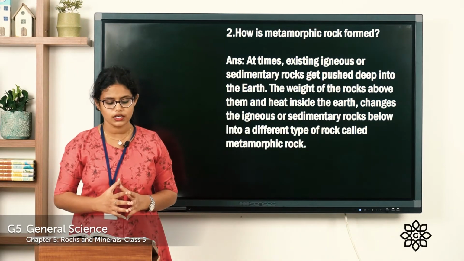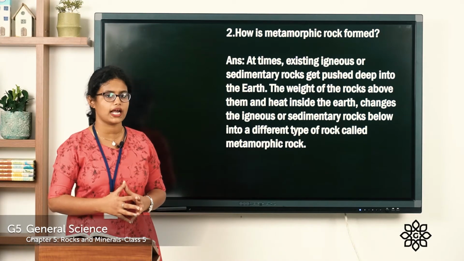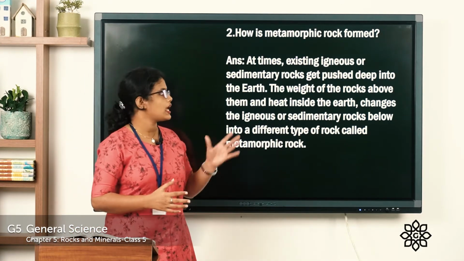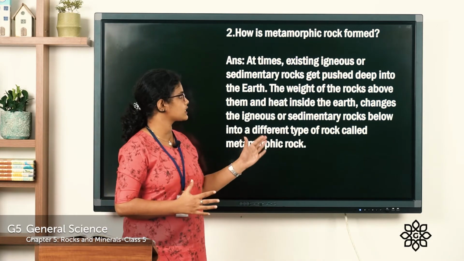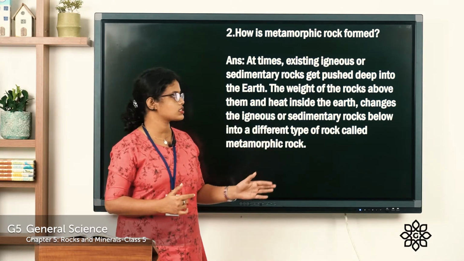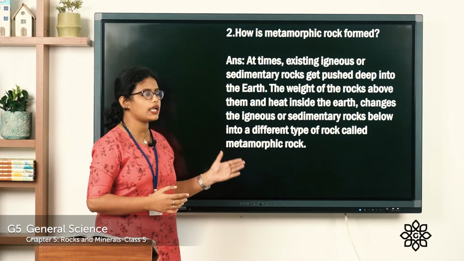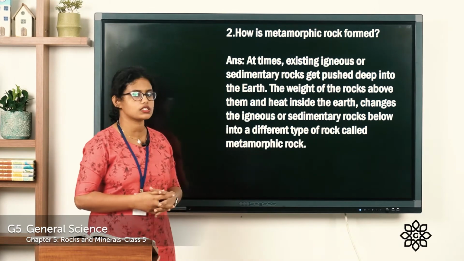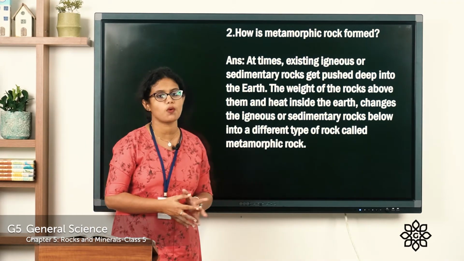The second one, how is a metamorphic rock formed? You can write the answer as, at times existing igneous or sedimentary rocks get pushed deep into the earth. The weight of the rocks above them and heat inside the earth change the igneous or sedimentary rocks below into a different type of rock called metamorphic rock.